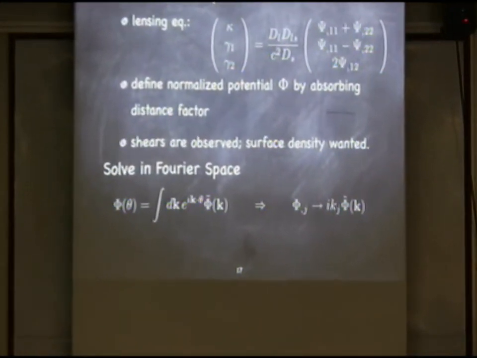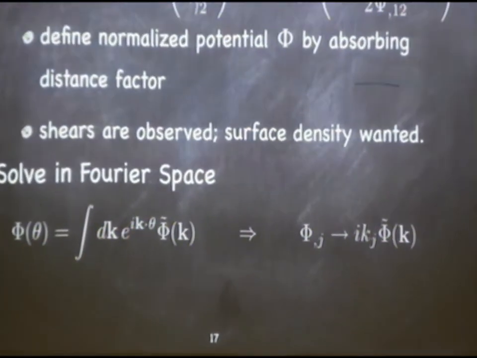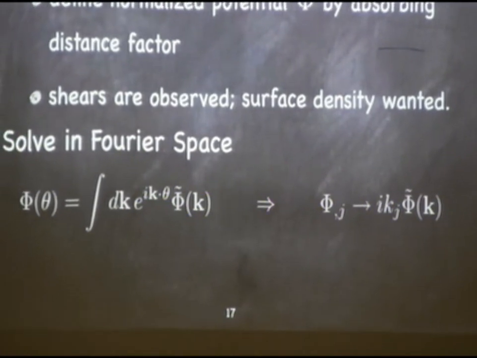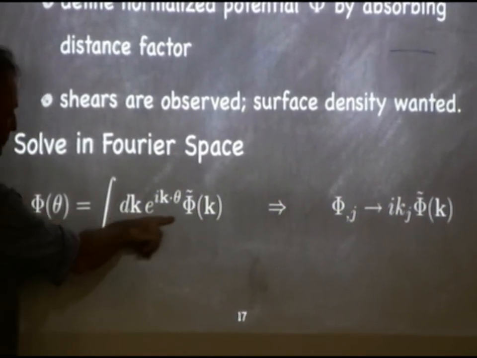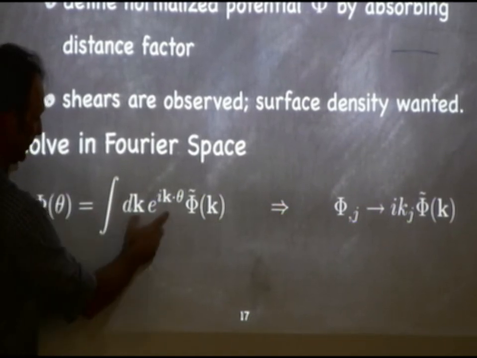So let's go into Fourier modes. Imagine that the potential consists of lots of different waves. We'd make the Fourier transform, so the potential is decomposed as a whole bunch of different components of different wavelengths.